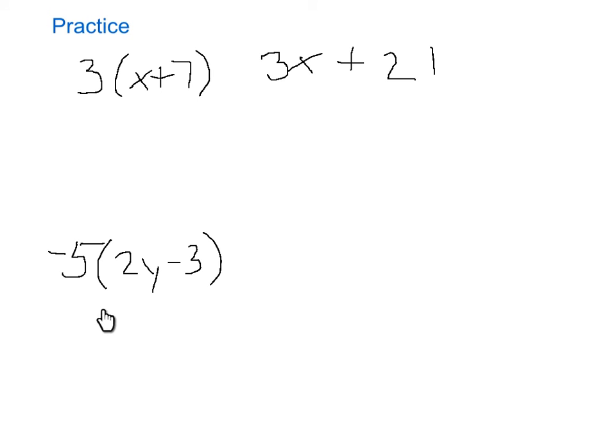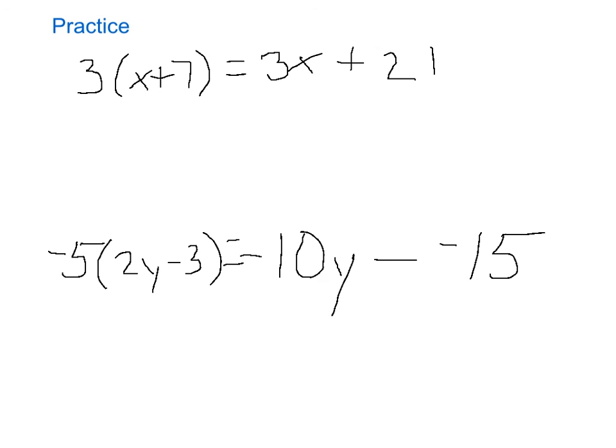I've got negative 5 times 2y minus 3. So let's look at it like this. I've got negative 5 times 2y. That gives me negative 10y. You see where I got the negative 10 from? Negative 5 times 2. And then I just bring my variable over. Okay? Also, what I'm looking at is now I've got negative 5 times 3. Okay? So negative 5 times 3 is negative 15.